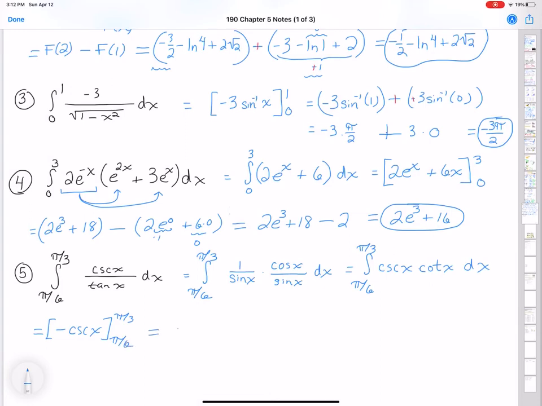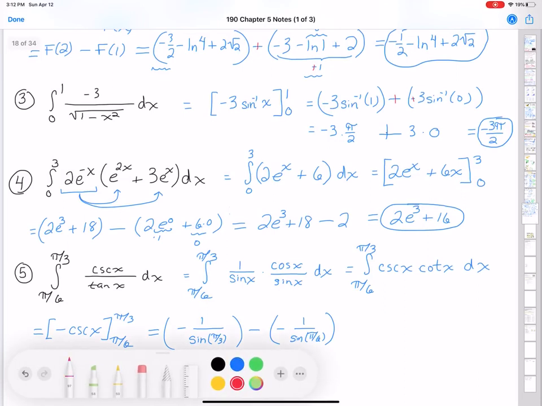And so let's just go back to the interpretations here, with this being sine, in terms of evaluating with our unit circle. So cosecant is 1 over sine. So I'd have negative 1 over sine of pi over 3, minus, subbing in my lower limit of integration, negative 1 over sine of pi over 6. In that second term, of course, that's going to change us into addition.